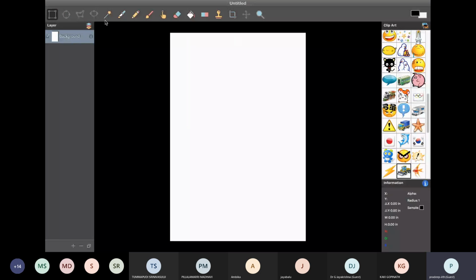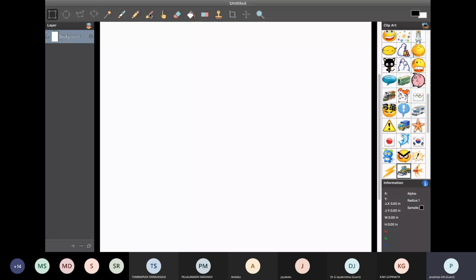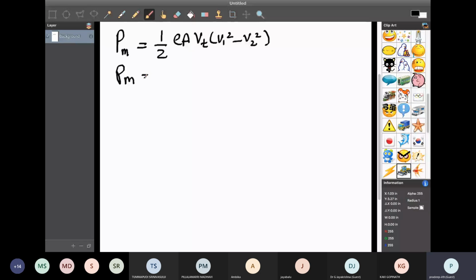So by equating Pm from both the equations, let me write it here. Pm is equal to, on one side we got half rho A Vt into V1 square minus V2 square. This is from the change in the kinetic energy. And one more equation I got, Pm is equal to rho A Vt square multiplied by V1 by V2. So these two are equal. This is equation 1 and this was equation 2.